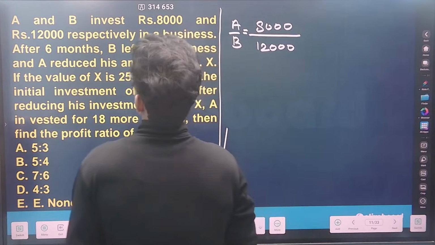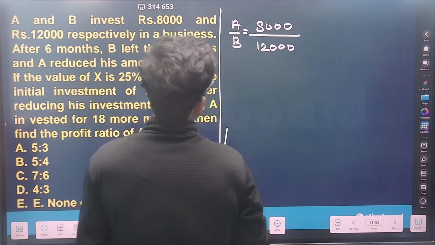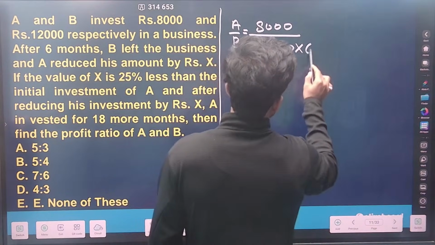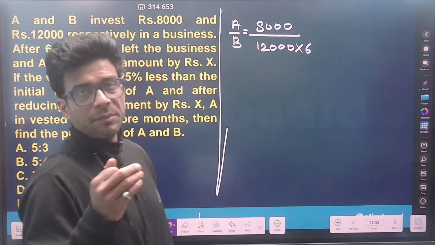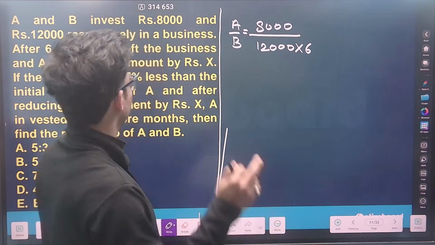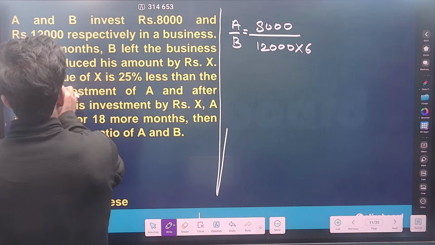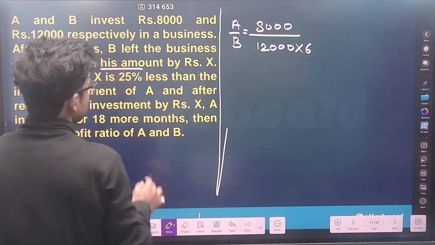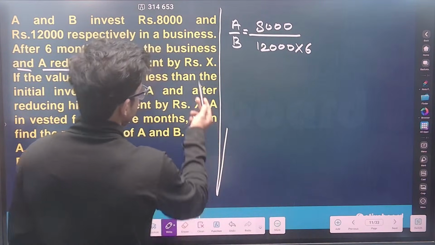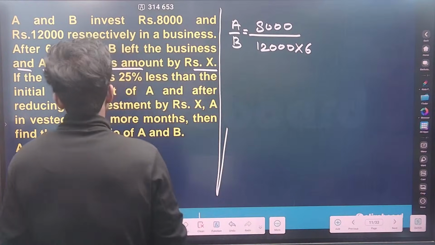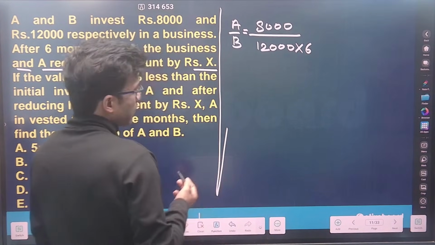In a business after 6 months B left. So B is into the business for 6 months only, na? B is into the business for 6 months only because B left. Okay. So from here we have done. A reduced his amount by rupees X. I don't know the value of X. If the value of X is 25% less, now the point comes, what is 25% less?